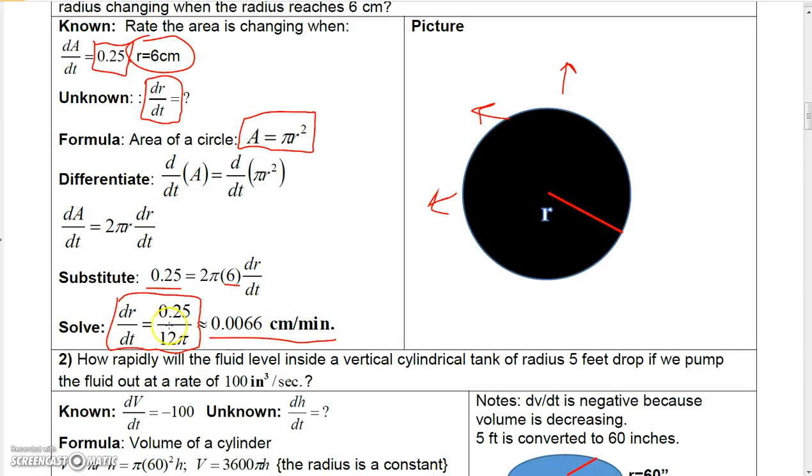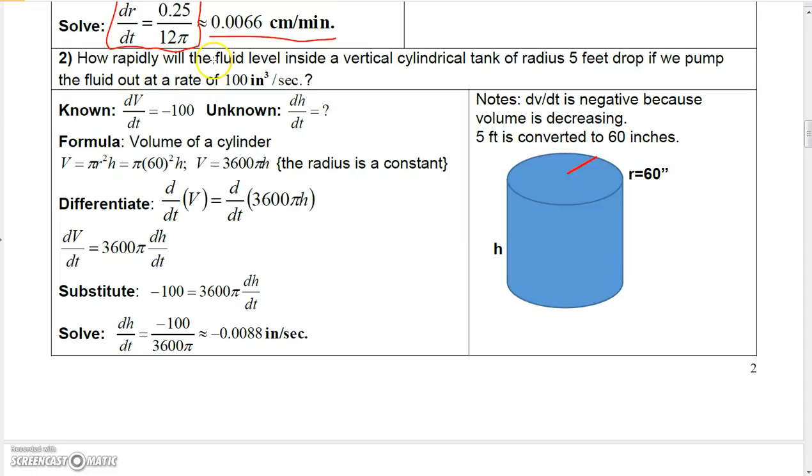And I know we're talking the radius is changing, so this radius would be growing at a linear rate. So the radius is growing at a rate of 0.0066 centimeters per minute. Okay? Okay, so here's another one.